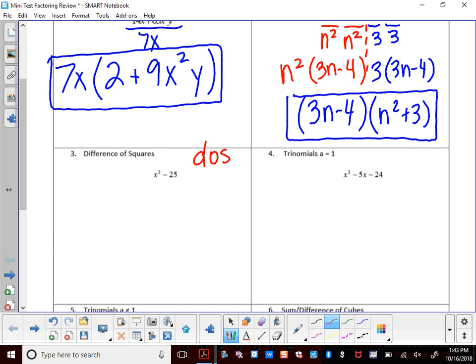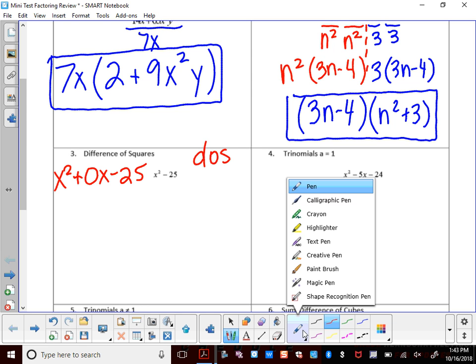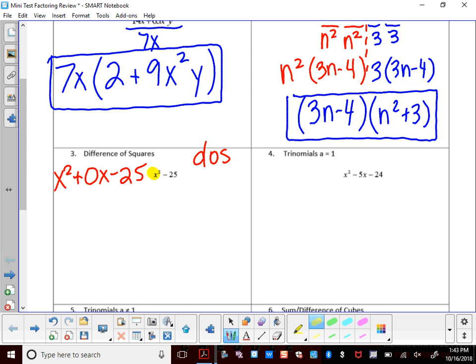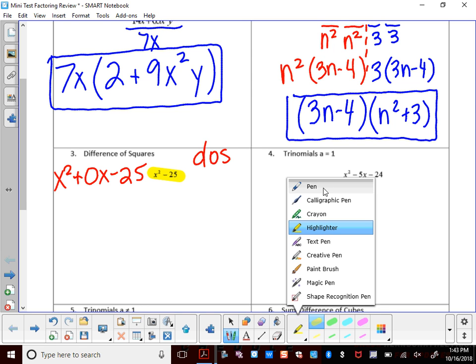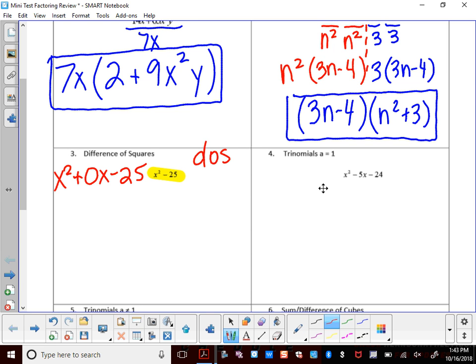So what we used to do was we made it x squared plus 0x minus 25. That 0x was my placeholder. And then I went into my AMT chart method, okay? We don't have to do that. There's a shortcut for it. Kind of a shortcut to the shortcut. Another shortcut.